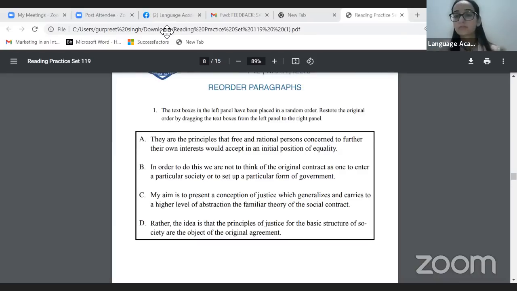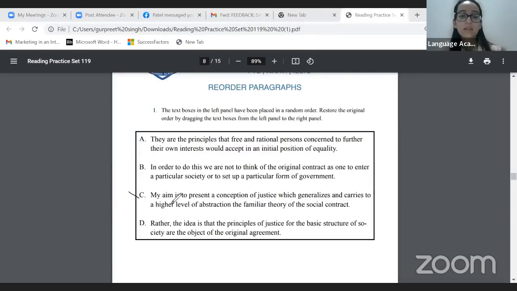Very well done. Good attempt. So the first sentence is C. My aim is to present a conception of justice which generalizes and carries to a higher level of abstraction the familiar theory of the social contract. There were clear hints in this one.